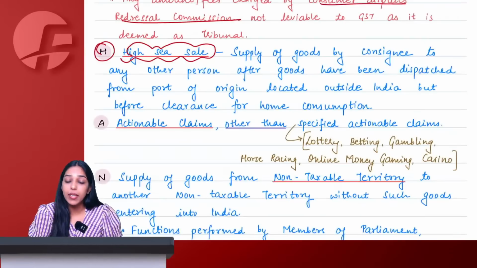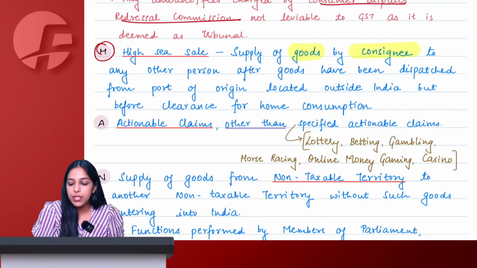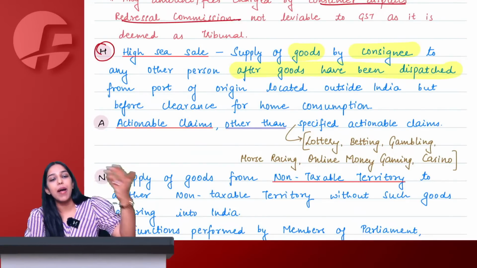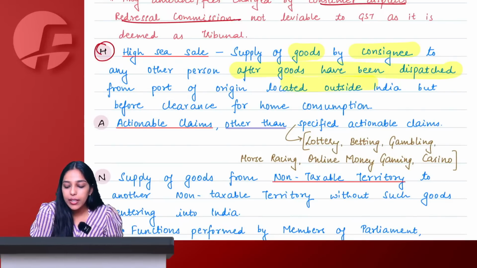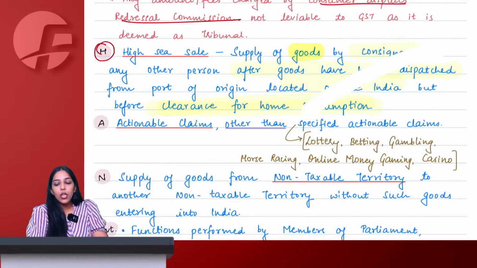So high sea sale means supply of goods by consignee to any other person after the goods have been dispatched from the port of origin located outside India, but before clearance for home consumption. So no bill of entry is filed.